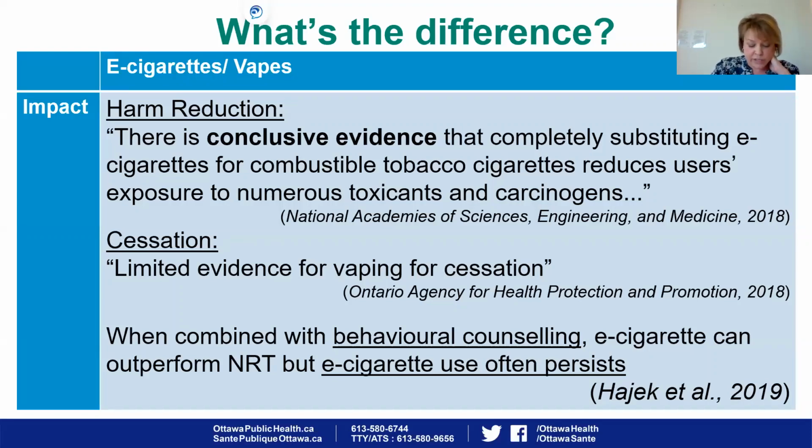There's also a lack of evidence that shows that using e-cigarettes as a smoking cessation aid is effective. Reviews such as those done by the Ontario Tobacco Research Unit find mixed evidence for cessation. Most people find that they continue to use e-cigarettes or continue to use both e-cigarettes and cigarettes. One reason for this may be that e-cigarettes can deliver high amounts of nicotine, which perpetuates the addiction. So when combined with behavioral counseling, e-cigarettes can outperform NRT, but e-cigarette use often persists.